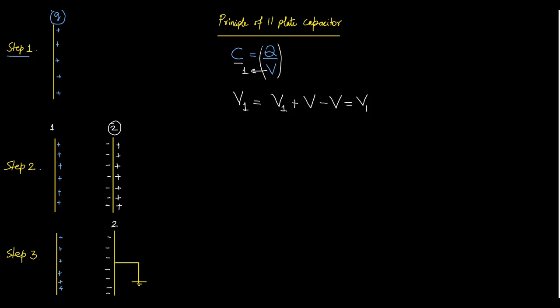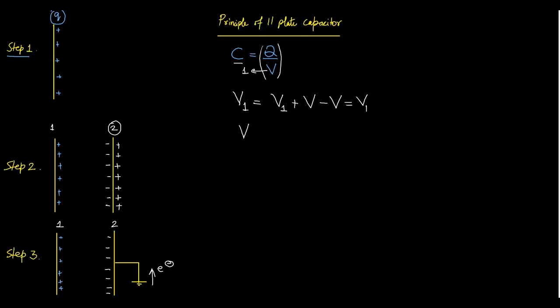But in the second case, you can see plate 2 is grounded. The plate number 2 is grounded. So what will happen? The electrons will come out of the ground and they will neutralize this positive charge. Now on the second plate, there is only and only negative charge.